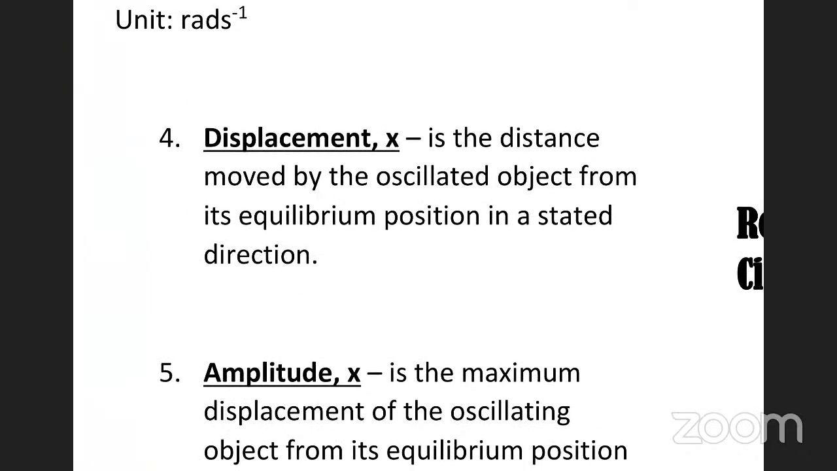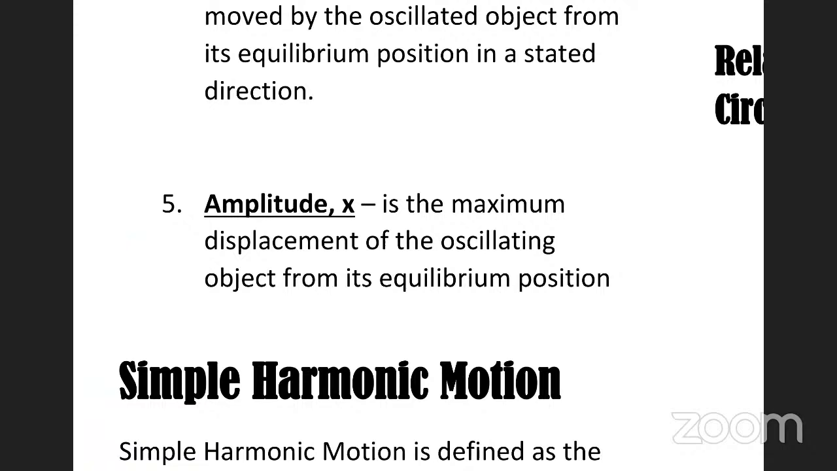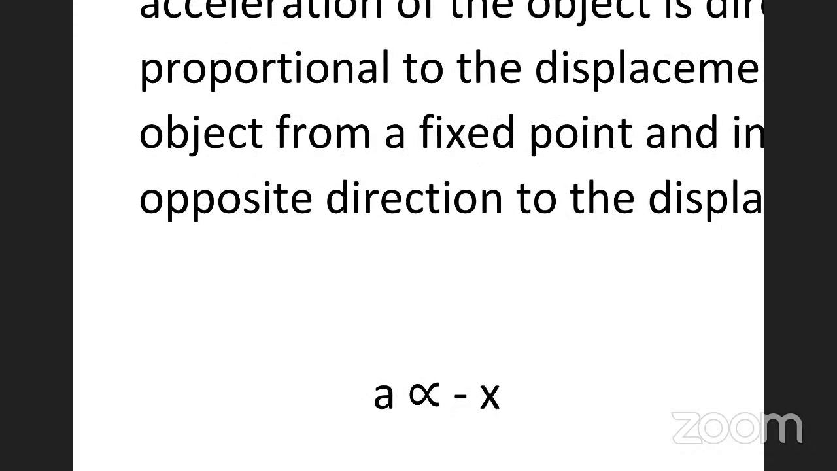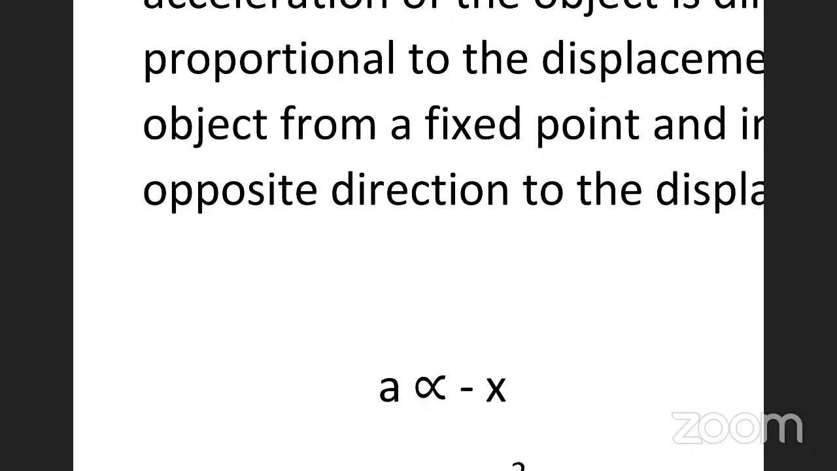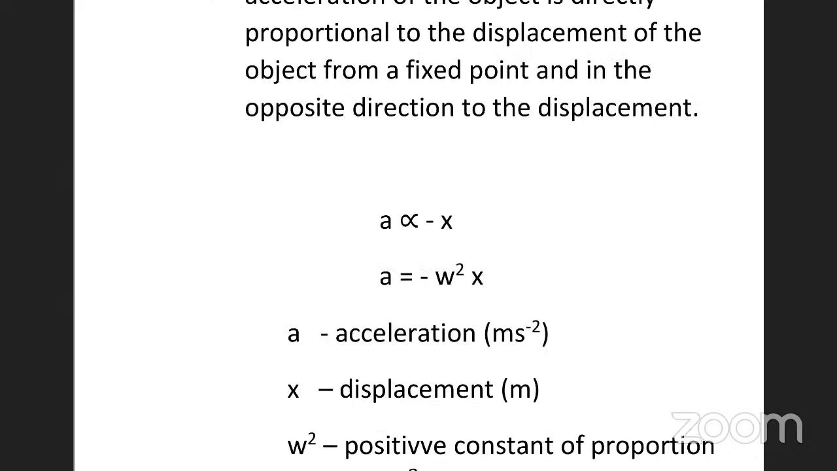Displacement is the distance moved by the oscillating object from its equilibrium position, and amplitude is the maximum displacement from the equilibrium position. What is simple harmonic motion? Simple harmonic motion is the motion in which the acceleration of the object is directly proportional to the displacement, and they act in opposite directions. I showed you all that a little while ago. Remember, when you take the proportional sign off, you get a constant. So you end up with this formula here for simple harmonic motion.